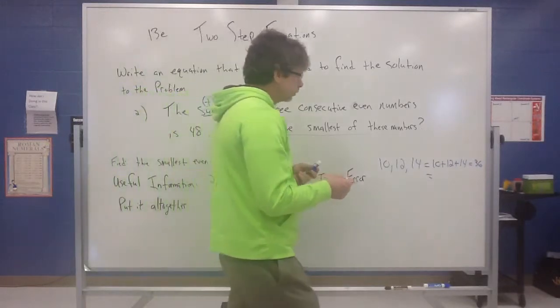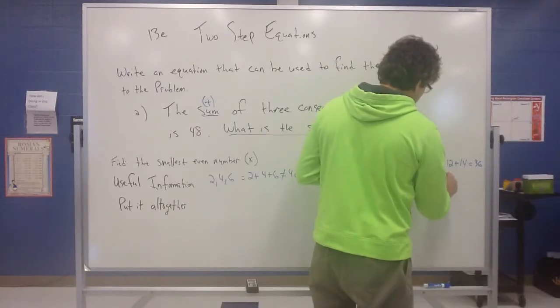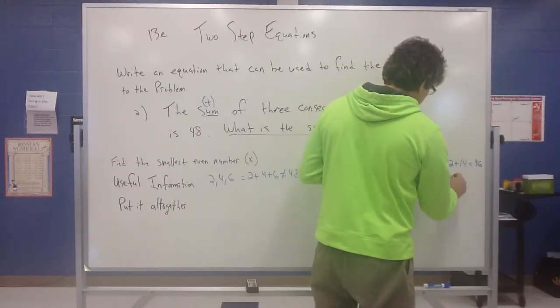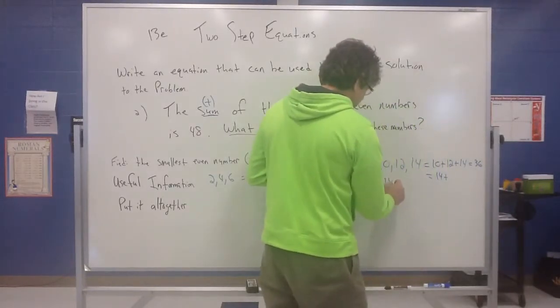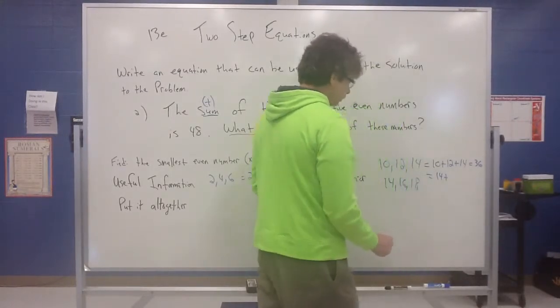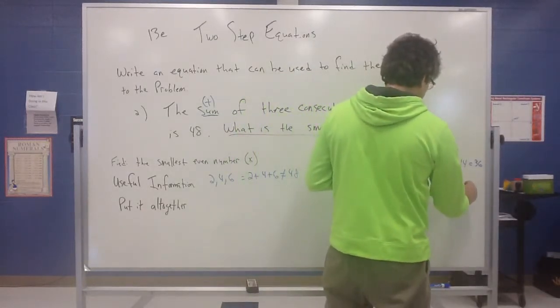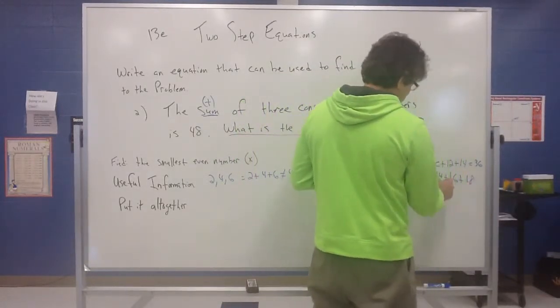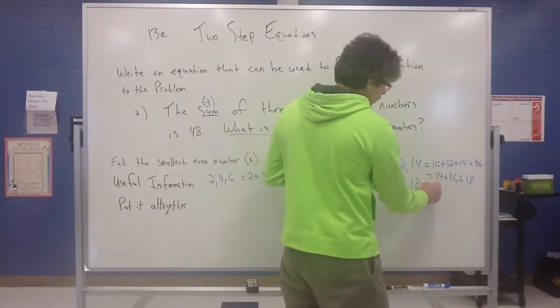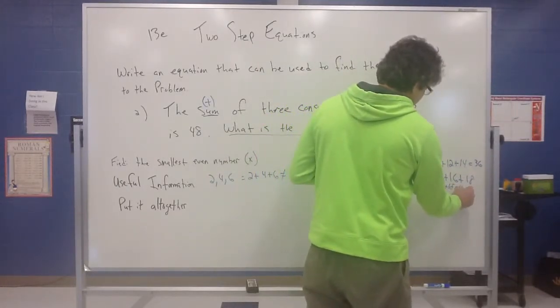Let's skip that, drop the 10 and go with 14 maybe. 14 plus, let's go 14, maybe 16, maybe 18. Let's see what happens with that. Let's bump it up a little bit. 14 plus 16 plus 18. Well, 14 plus 16 is 30. 30 plus 18, I'm seeing that 48 there.